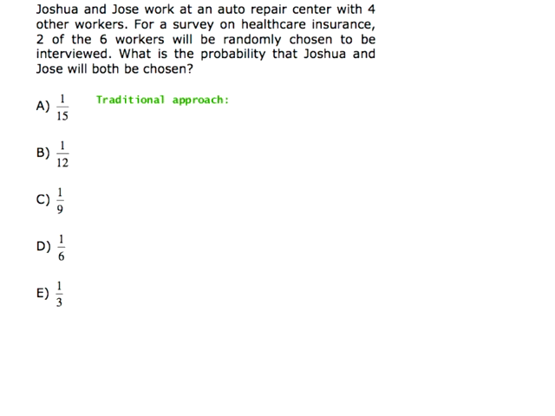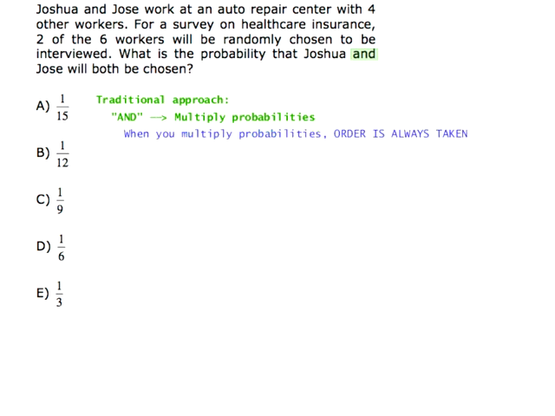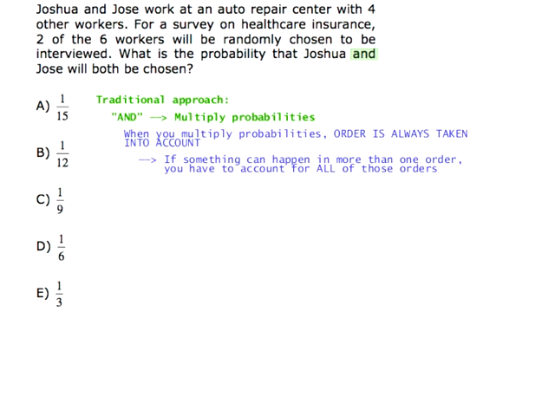So if you have any sort of AND situation with probability, then you're going to be multiplying probabilities. And the thing you have to know about multiplying probabilities is that when you multiply together probabilities, the order is always taken into account. It's never disregarded. And so what that means is that if something can happen in more than one different order, then you have to take all of those orders separately into account.